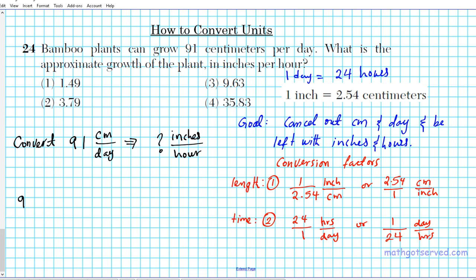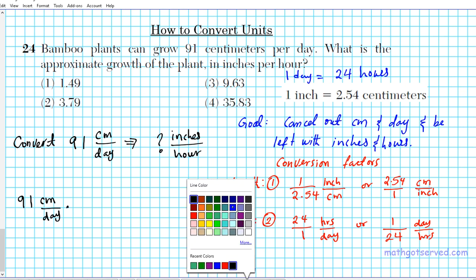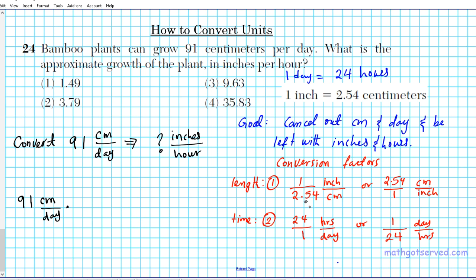Alright, so let's set it up. 91 centimeters per day. First things first, we want to get rid of centimeters and be left with, what do we want to be left with? Day. No, I'm sorry. We want to be left with inches. So are we going to use this one right here, this one, or are we going to use this one?